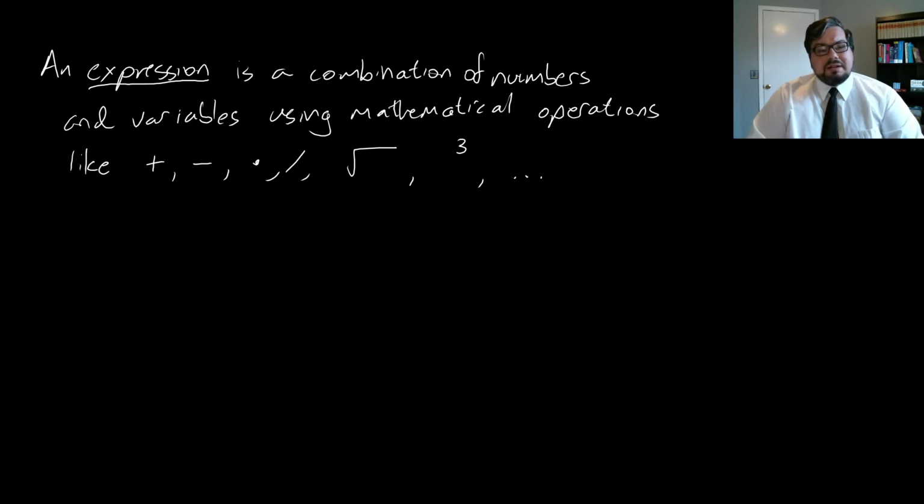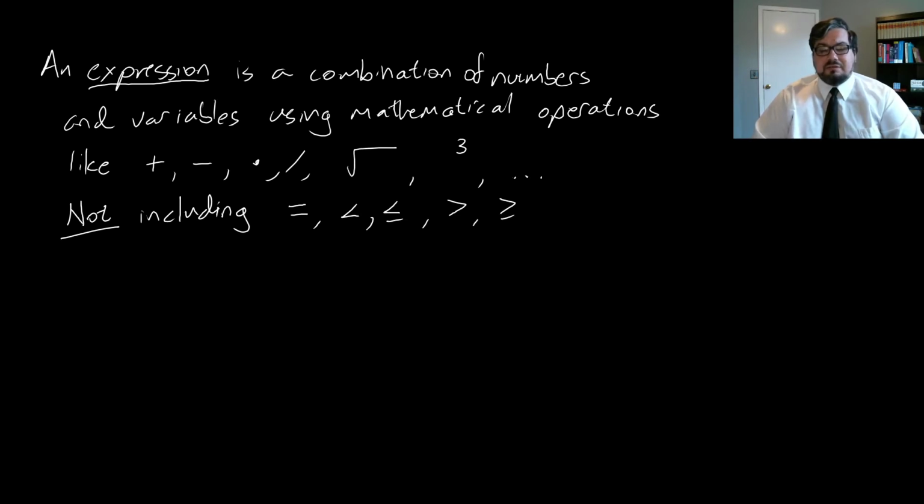So when we combine things together, variables and numbers using these kinds of operations, we get an expression. But it's very important to note it does not include anything that compares two quantities. So this would be things like equals, less than or equal to, greater than or equal to, or not equals. These symbols compare the two things on either side of them. We don't want to include those.